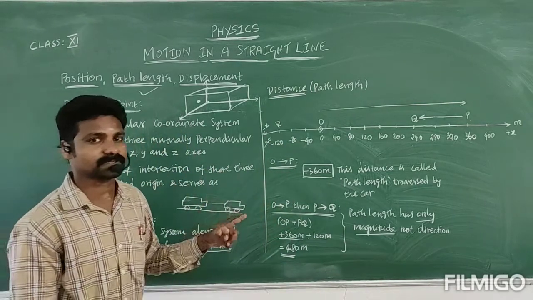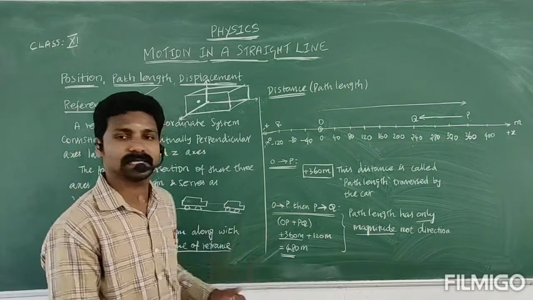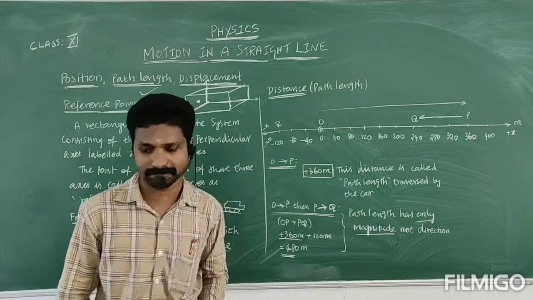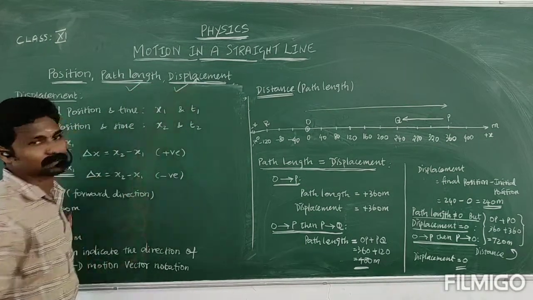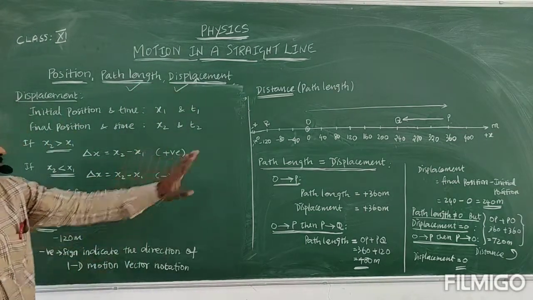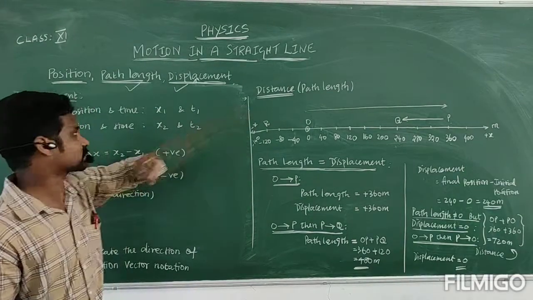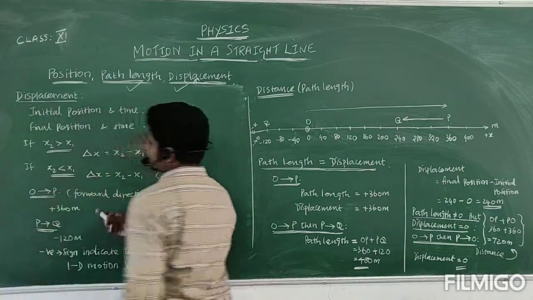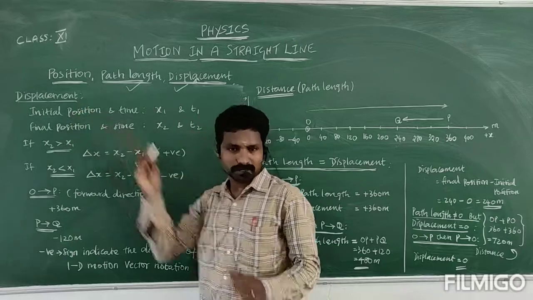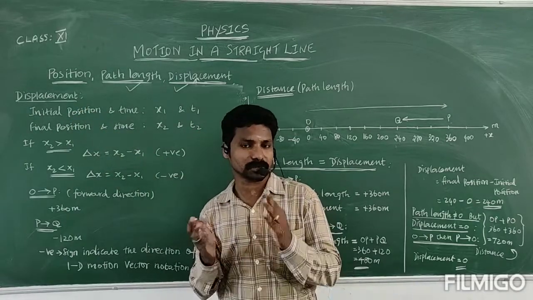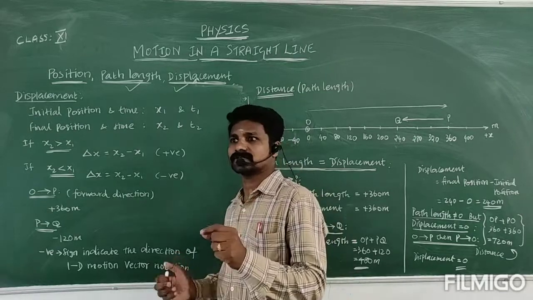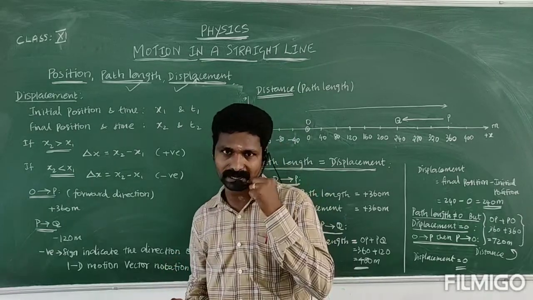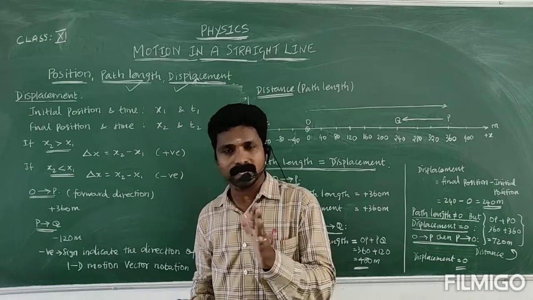Next we can go for displacement. Path length is over. The next one, the displacement. With the same idea, I am going to explain displacement. Actually, displacement is nothing but the shortest distance between two points. Shortest distance means we must know the initial point and the final point.